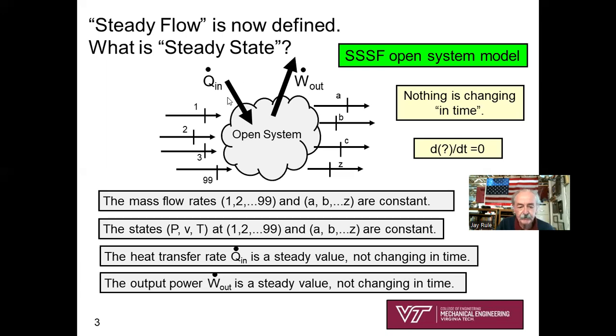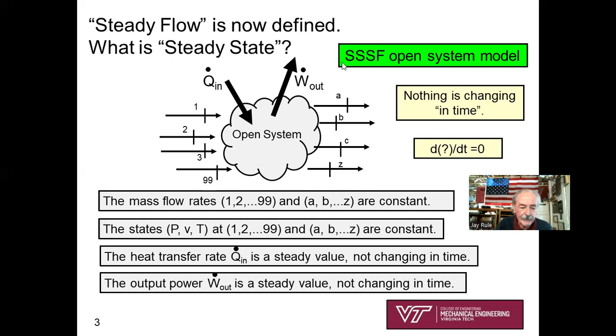Okay, so I've got all these inflows and outflows, and I've labeled the states 1, 2, 3, all the way to 99. And I've labeled the outflows A, B, C, all the way to Z. And so I've already convinced you the mass flow rates for steady flow, they've all got to be constant values. Now let's look at the states 1, 2, 3, et cetera. They've all got to be constant values.